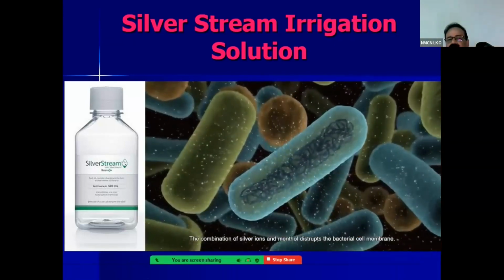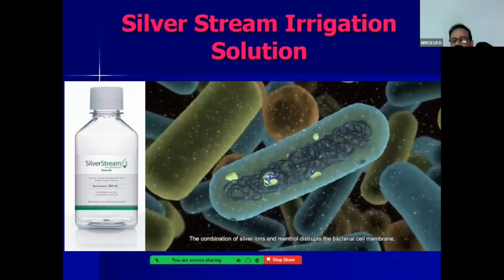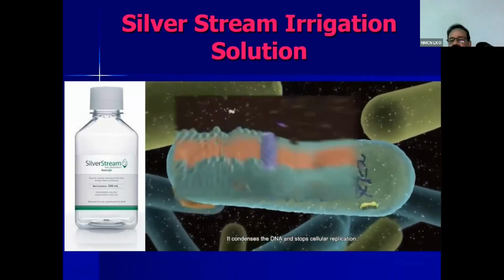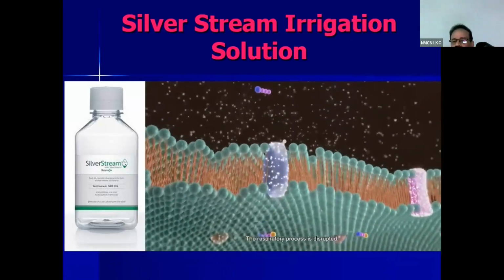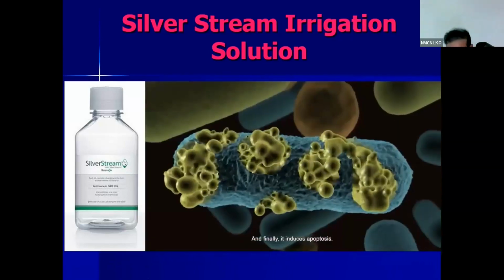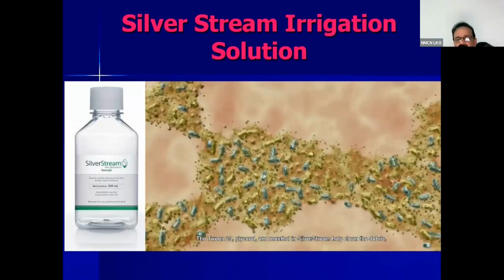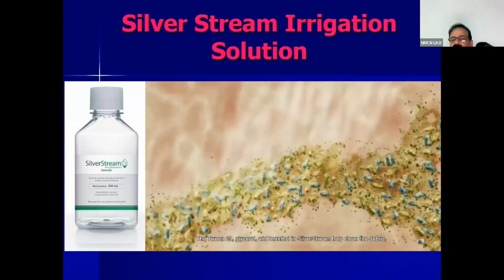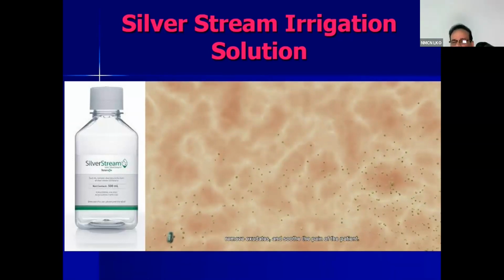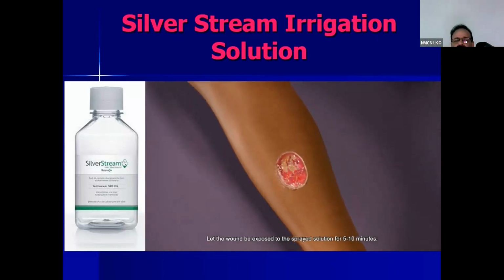The combination of silver ions and menthol disrupts the bacterial cell membrane. It condenses the DNA and stops cellular replication. The respiratory process is disrupted. And finally, it induces apoptosis. The Tween 20, glycerol, and menthol in Silverstream help clean the debris, remove exudates, and soothe the pain of the patient. Let the wound be exposed to the sprayed solution for 5 to 10 minutes.